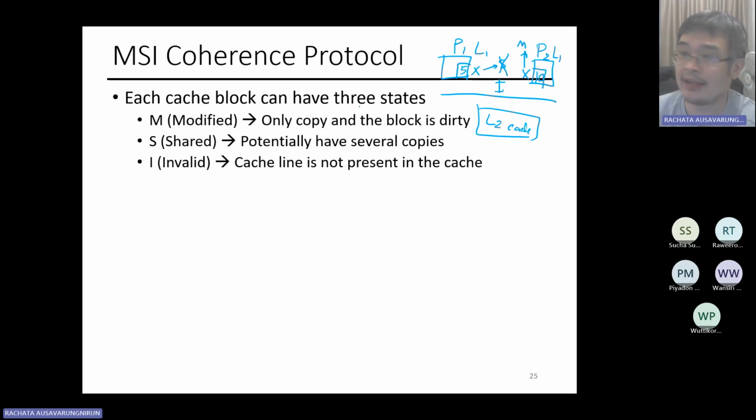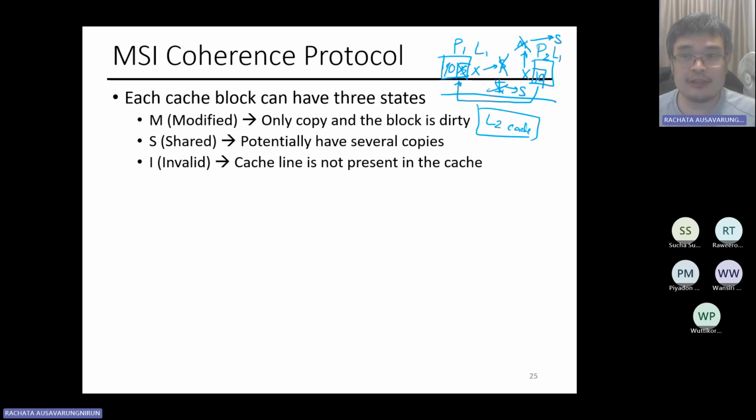I want to read X. I now know that whoever has the modified state has to forward the data to me, from 5 to 10. Now the data is forwarded. I can then transition from invalid again to shared because I have the data. Processor 2, which is in the modified state, I just give the data to processor 1, so it's in a shared state.